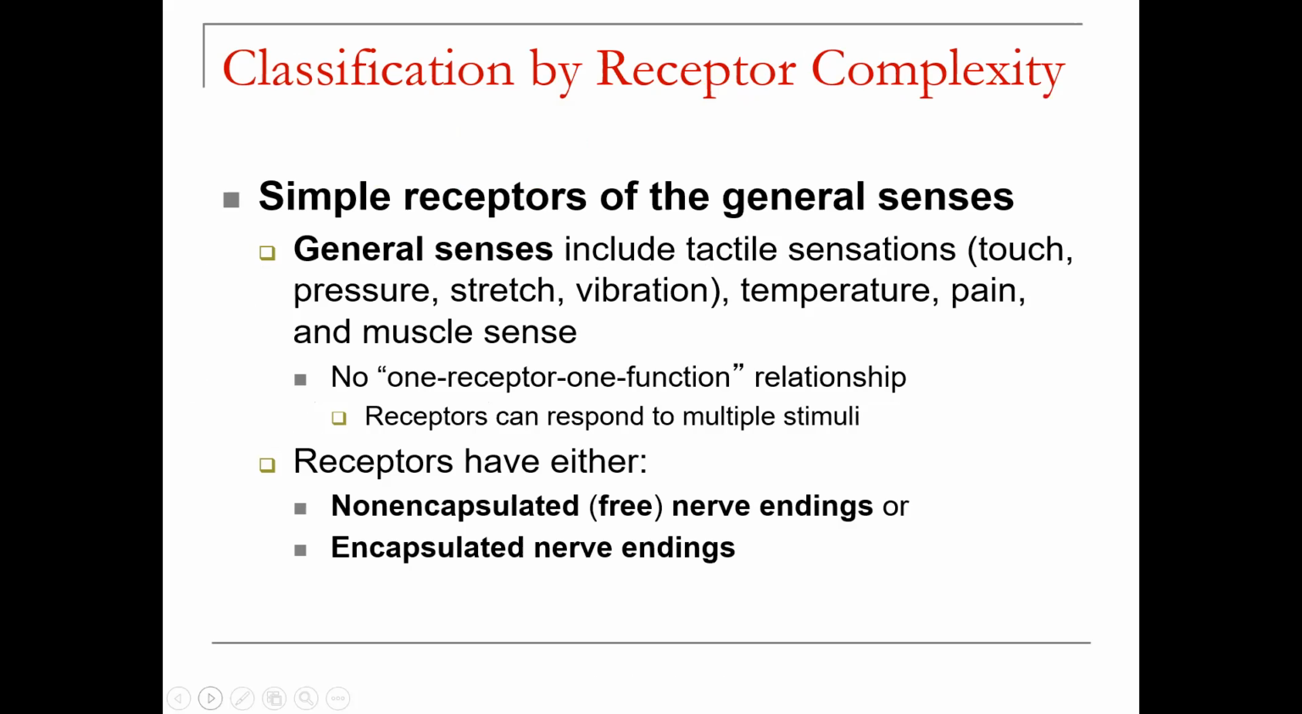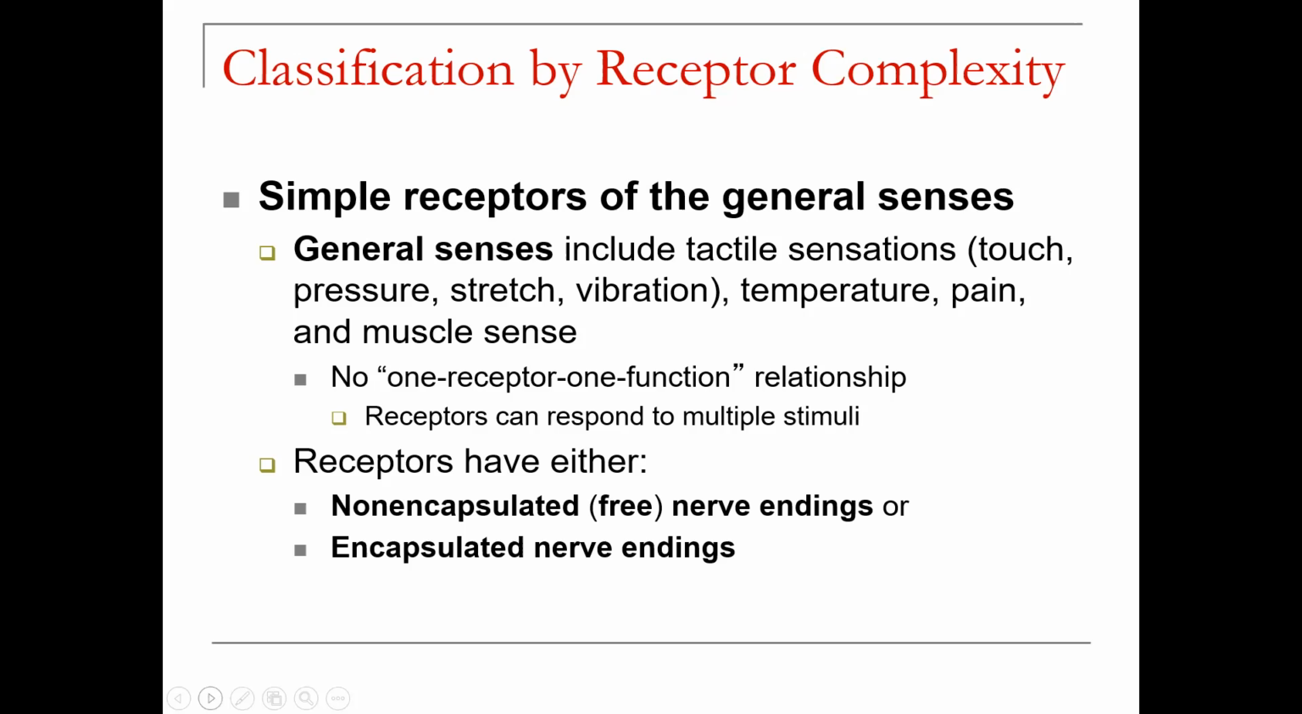Simple receptors. The general senses are all touch, pressure, stretch, vibration, temperature, pain, and proprioception. The special senses are, again, hearing, balance, smell, taste, and vision. There are only 5 of them, all located in the head. The general senses are the simple receptors. They're not the specialized receptors.